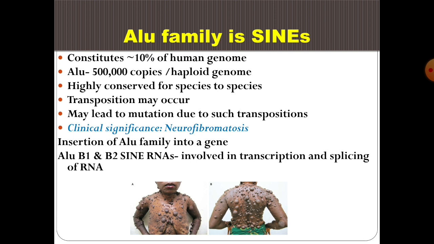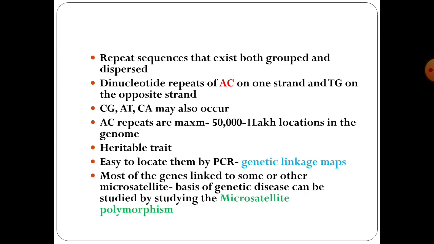So, if an ALU family SINE, by transposition, that is by jumping, gets inserted into a gene, then the person lands in neurofibromatosis. In certain other diseases also they are involved, and particularly in transcription and splicing of RNA they are found in the form of ALU B1 and B2. So, you may get a short note on SINE or the repeats, microsatellite repeats, that we will see now.